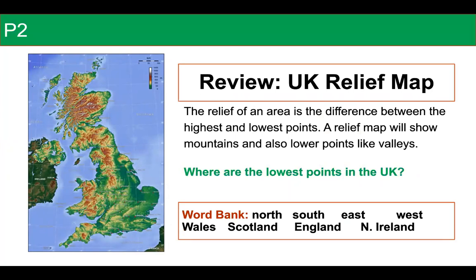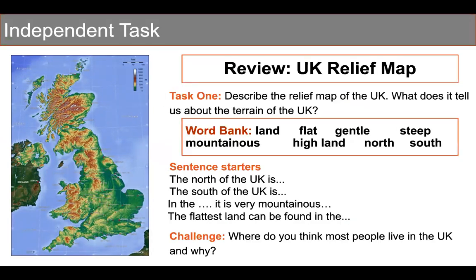So then, on the contrary, where are the lowest points in the UK? I'll give you a second to think. So if you're thinking that the lowest points in the UK are in the south of England and the east of England, all this green area here is where the lowest points are. It's flatter land, so it's easy for people to make settlements on. Well done.